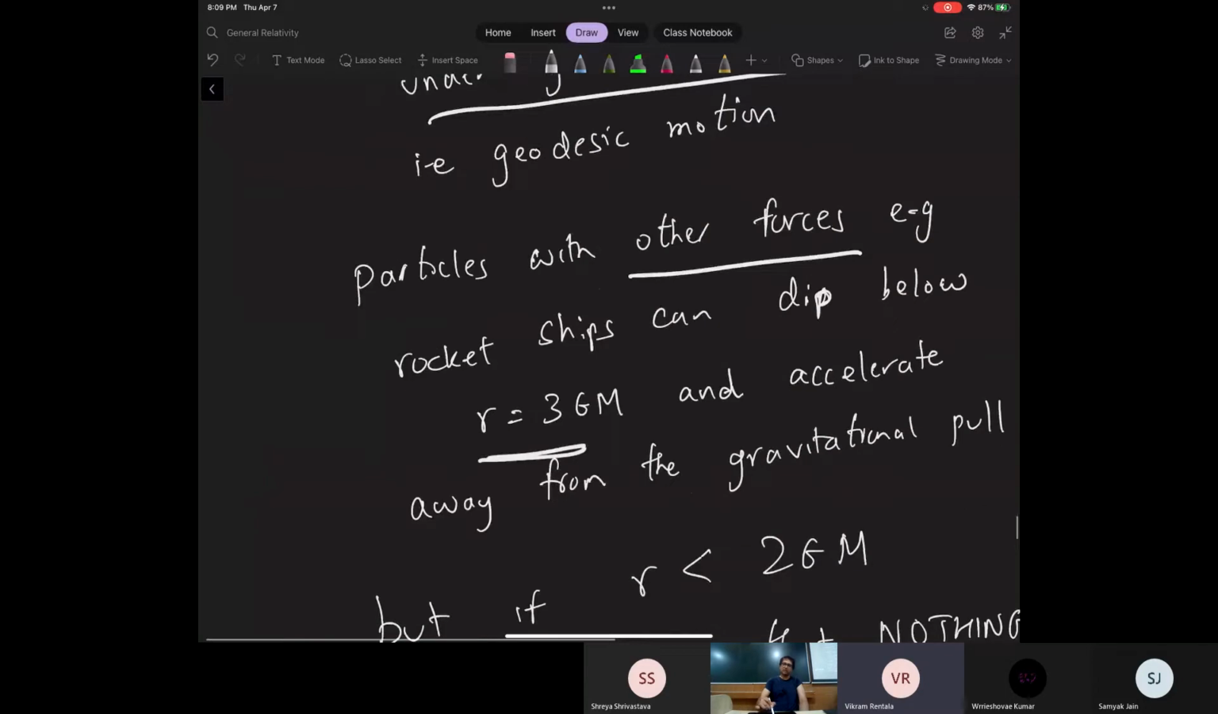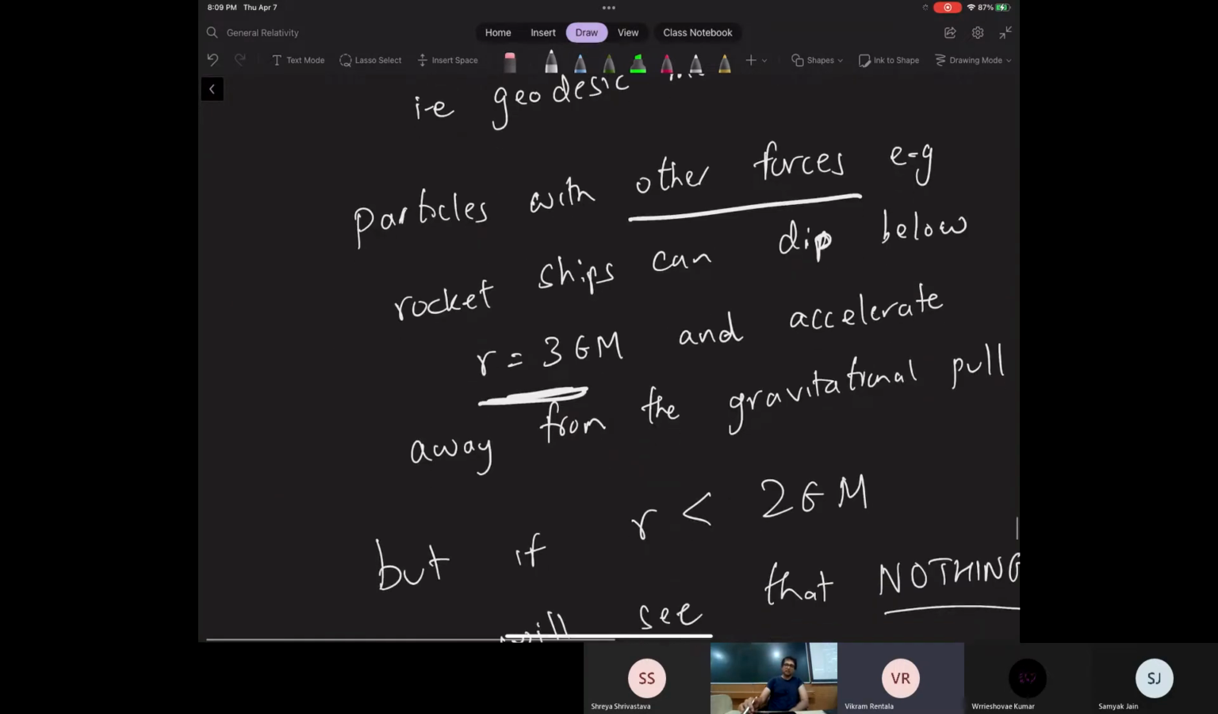So these other particles can dip below 3 GM. They don't have to stay in bound orbits. They can go below 3 GM. They can come out above 3 GM. There's no problem, but you have to accelerate for that to happen.